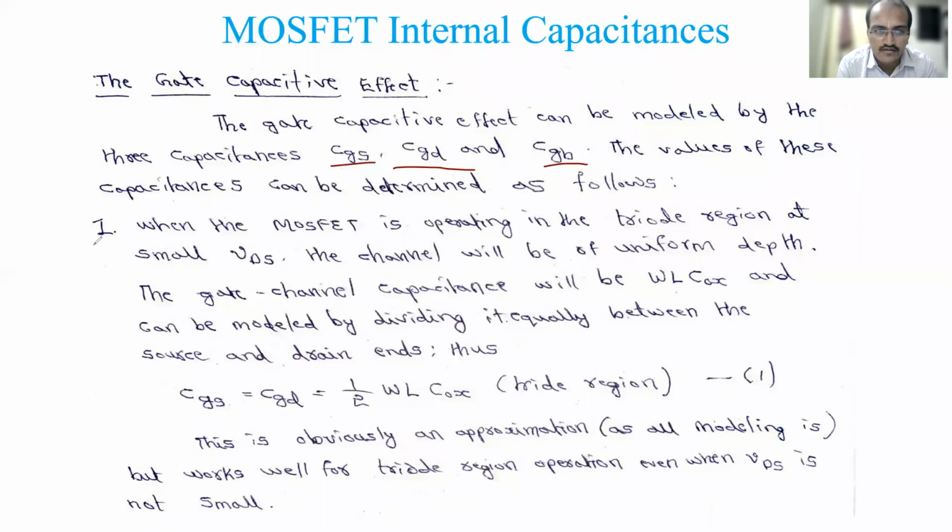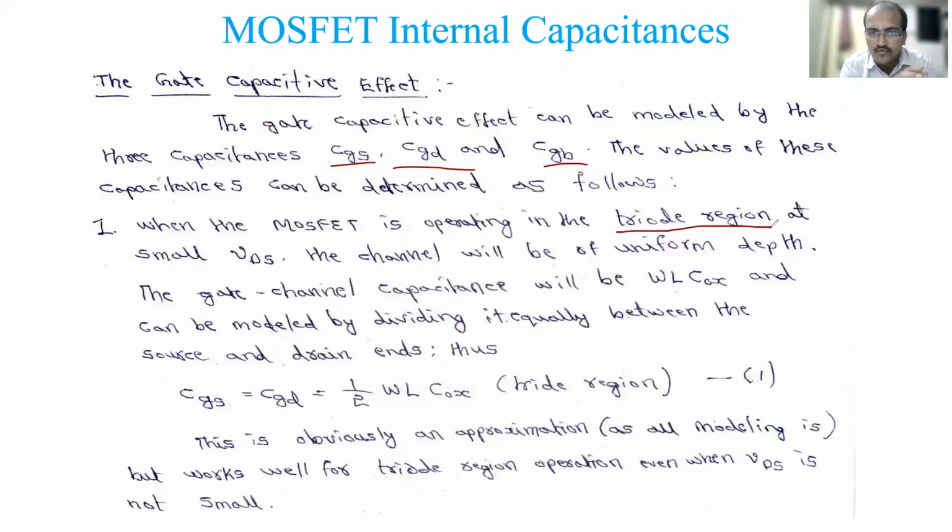The very first we'll calculate is when the MOSFET is operating in the triode region. What is the triode region? You have to recall the MOSFET operation. We had a triode region, the very initial state, and then it goes to the saturation region. When you have a fixed VGS value and a small VDS applied, a channel is formed. That is the region we call the triode region.